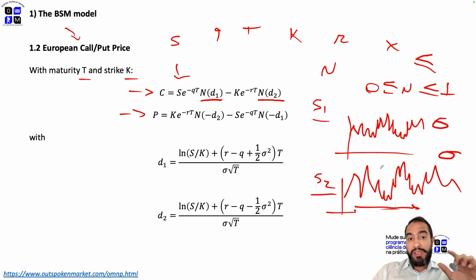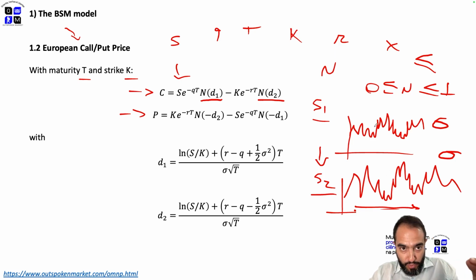Therefore, it will eventually be riskier to hold or to trade stock number 2, because the price will move more widely than the first one. And this will be implicitly represented by the option price. Follow me on that. You're going to see that it's beautiful.